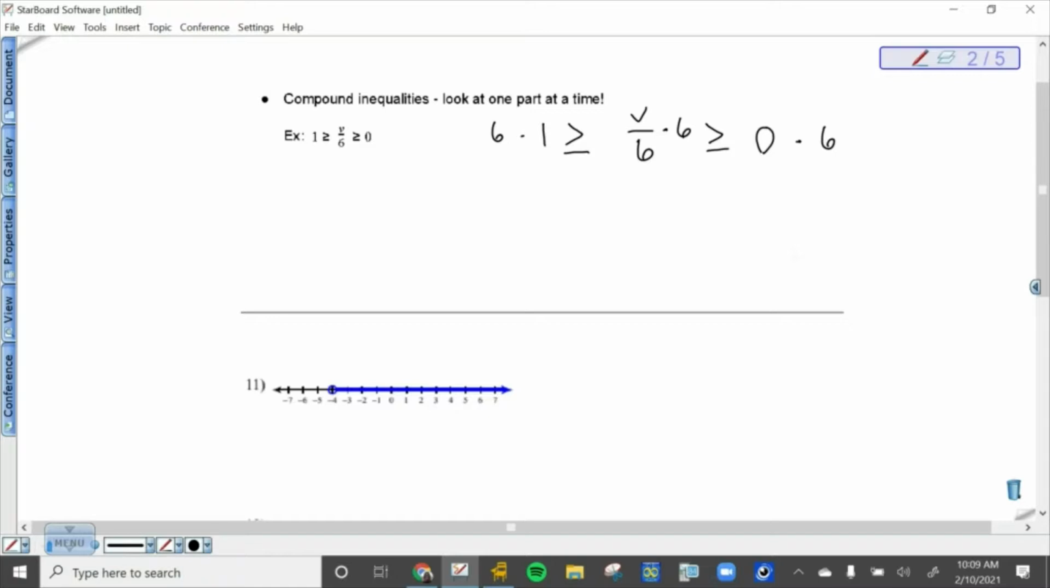So it's not just both sides now, it's three sides. Okay, so 6 times 1? 6. And then I just carry this down, greater than or equal to. What happens here? They cancel out. So v. And then that's greater than or equal to 0 times 6? Good. 0. So that's going to be my solution there. I have v all by itself. That was my goal. Now let's graph it.